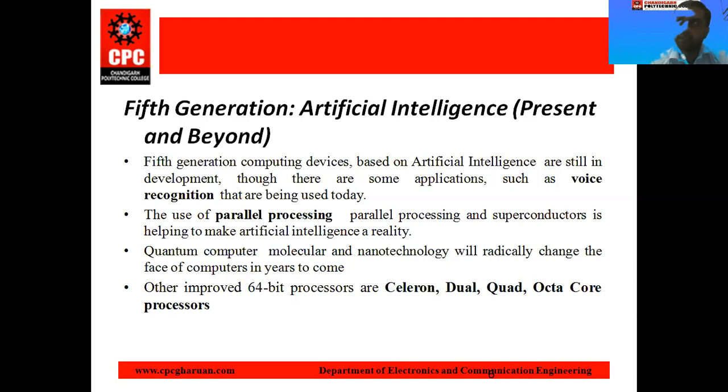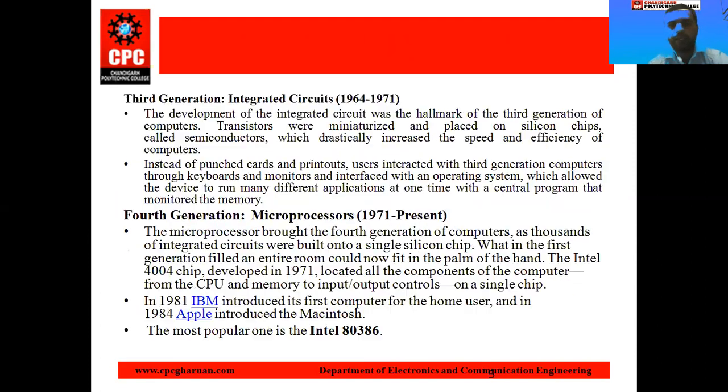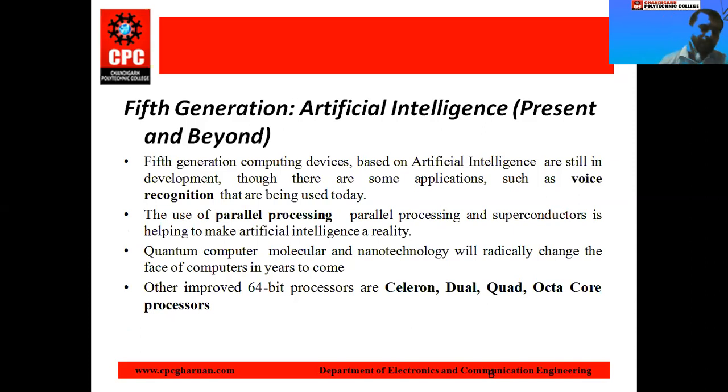In the third generation, the transistors are replaced by integrated circuits, and the speed of the microprocessor is more increased. In the fourth generation, the main microprocessor used is the 80386, and the number of transistors is much more increased; it started from 1971 to the present. And in the fifth generation, artificial intelligence, voice recognition and parallel processing are introduced. This is the generations of the microprocessor.